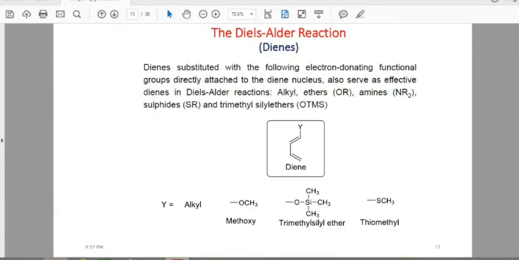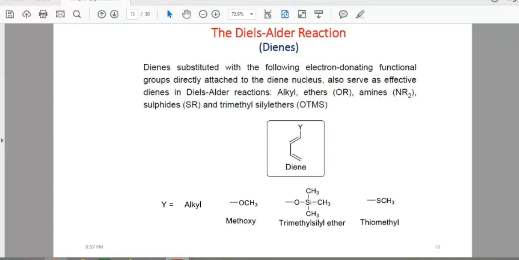In the case of the Diels-Alder reaction, so far we have seen the properties, the characteristics of the dienophile. A dienophile is an alkene substituted with groups such as aldehydes, esters, anhydrides, nitroalkanes, whereas the dienes are substituted with electron donating functional groups.